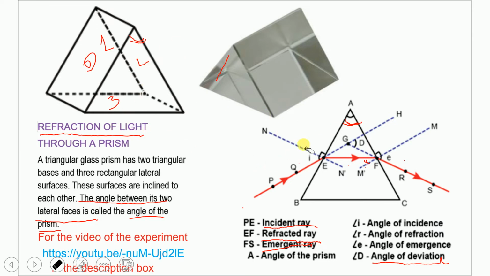Now look here. Actually the direction of the light is like this, that is the incident ray, but it is emerged like this. When it is retraced like this, this much is the deviation. This is the actual direction of the ray, but now it is passing through like this.